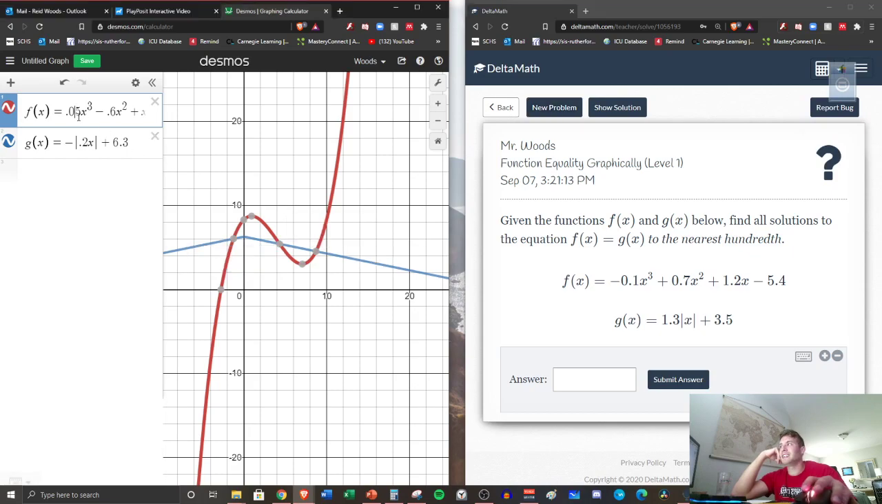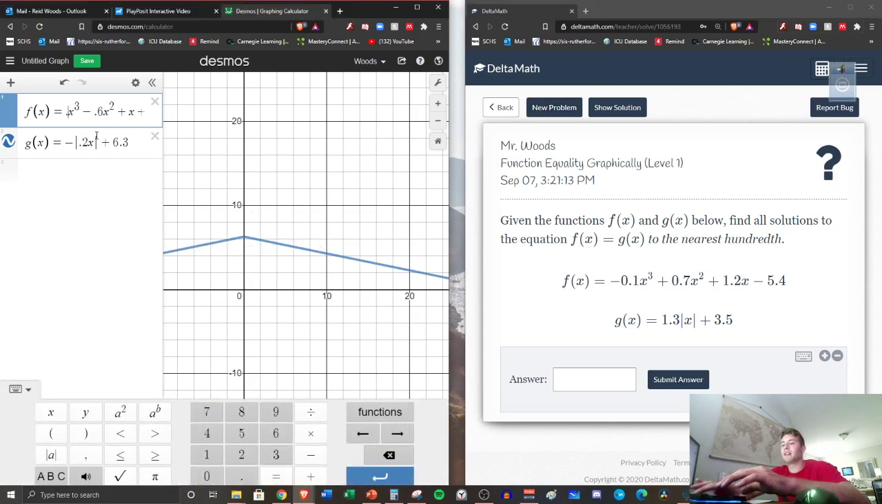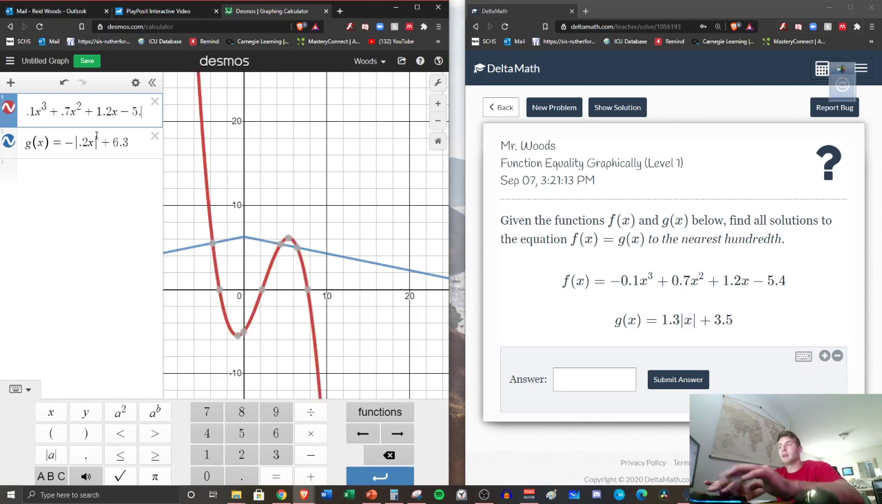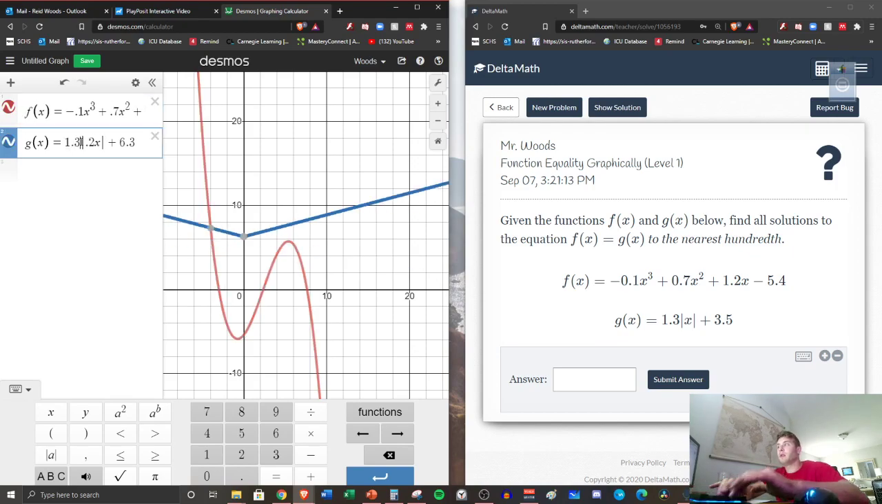Let's try another one here. Oh, and it can be this fast. That's what's not so bad about these, is you can just go in and modify. Plus 0.7. We want 1.2x. And then minus 5.4. All right, that should be right. I think I got all those parts right. Okay, going down here, we want to get rid of that 1.3, and we're just gonna have an x in here now. And then plus 3.5.